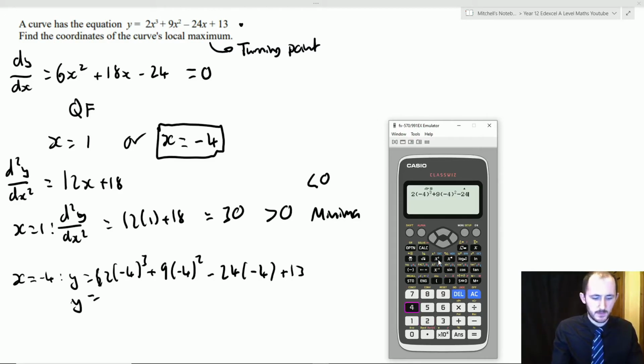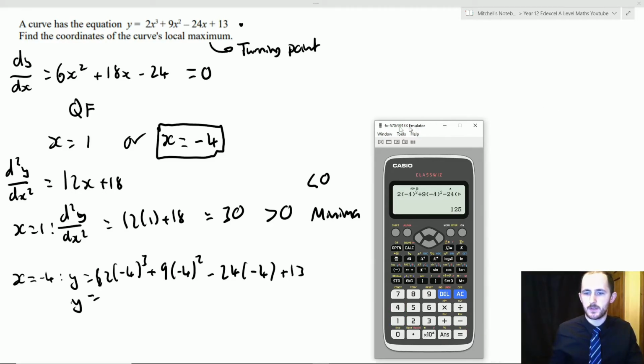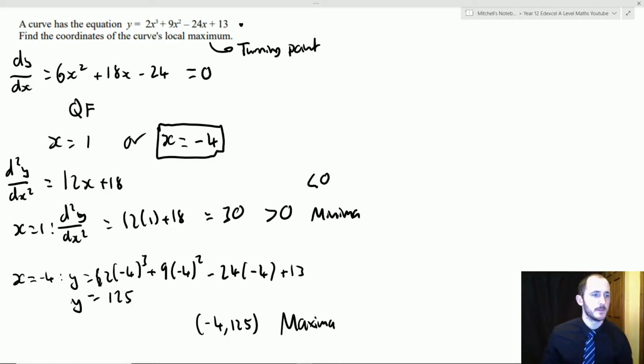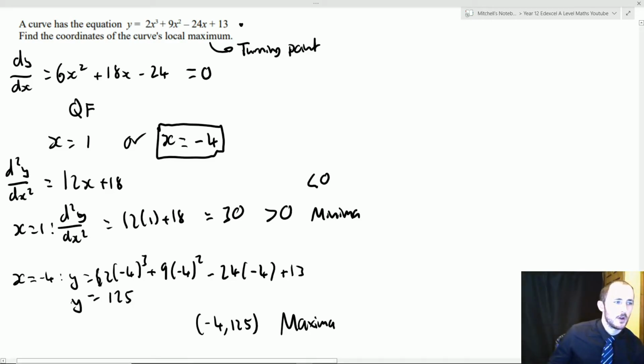And minus 24. That gives 125. So my coordinates are minus 4, 125 for the maxima. Okay, so I'm hoping that that's all right.